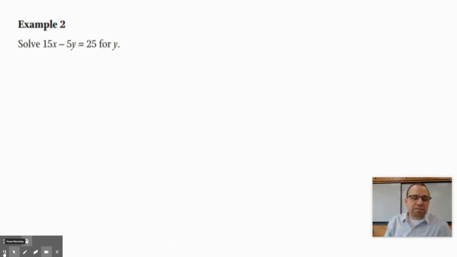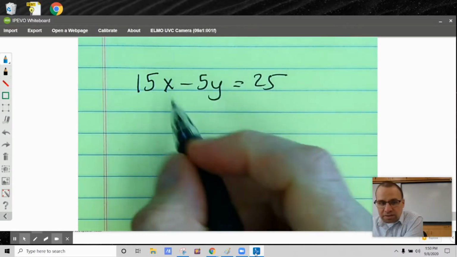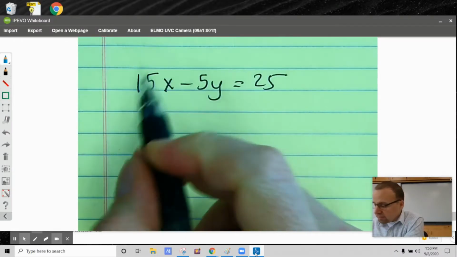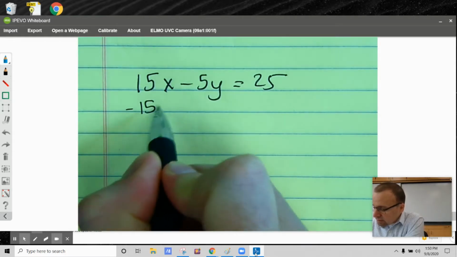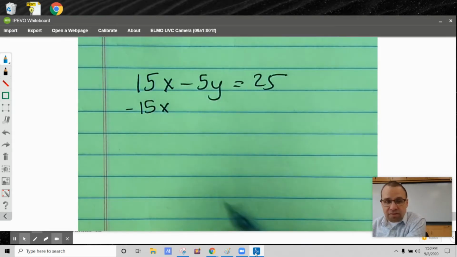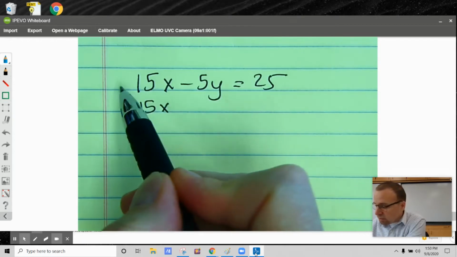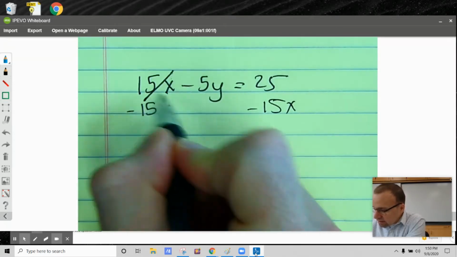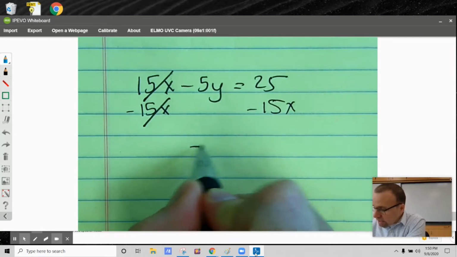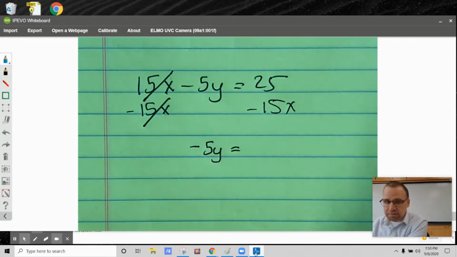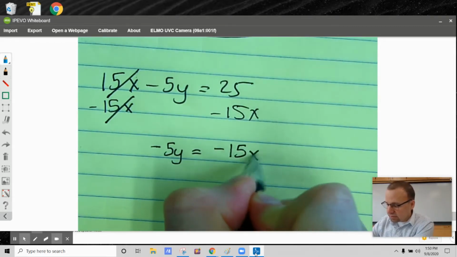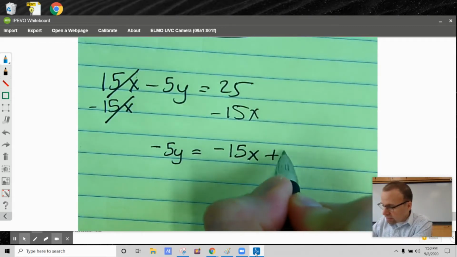Example 2, solve 15x minus 5y equals 25 for y. Same process, you want to isolate the variable. So we want y all by itself. So we're going to move, or at least isolate the variable by doing the inverse. This is positive 15x, so we're going to go minus 15x to both sides. This will become 0. Minus 5y equals, let's do the negative 15x first, followed by the 25.